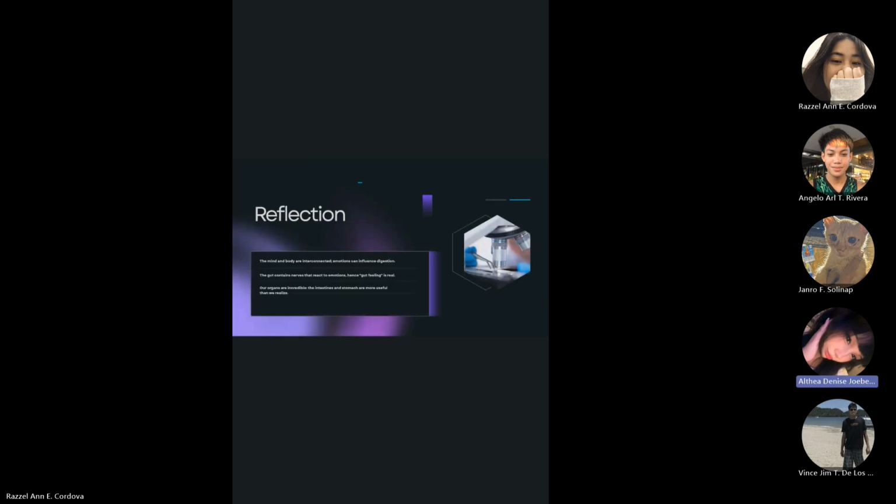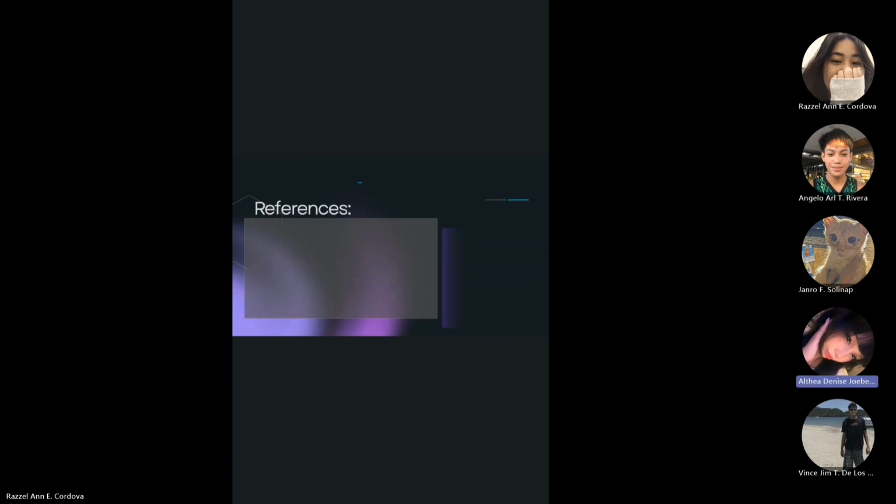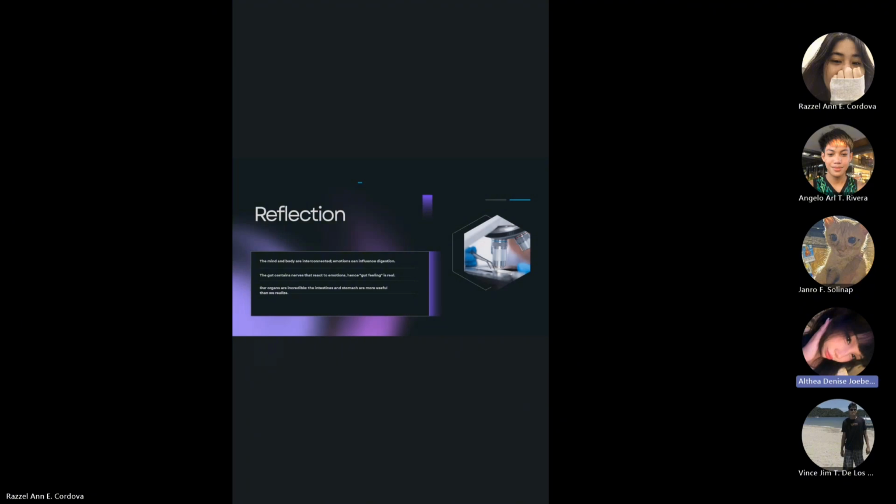Through this activity, we realized how amazing and complex our digestive system is. It's not just about food, it's about how the body reacts to stress, emotions, and health in general. We learned to appreciate how each tiny structure inside us plays a big role in keeping us alive and healthy. Overall, it was a fun and eye-opening experience to actually see what we've been learning in class.